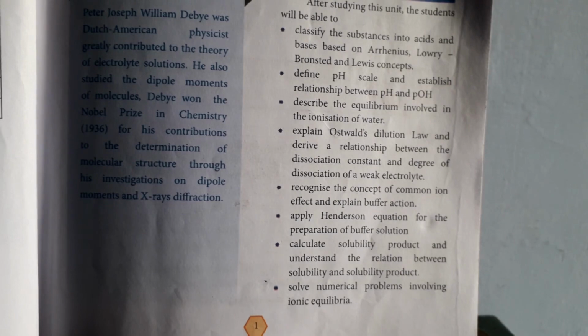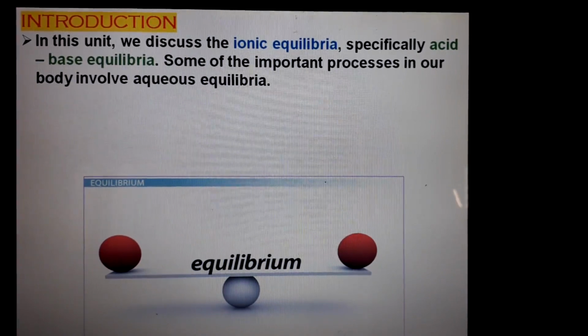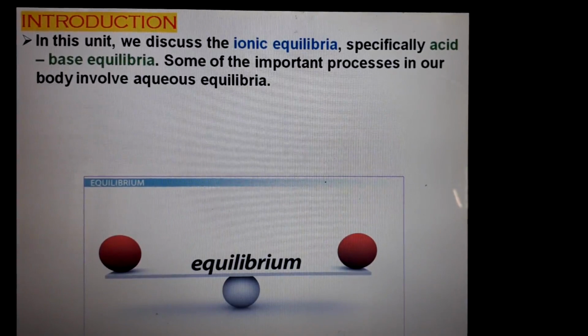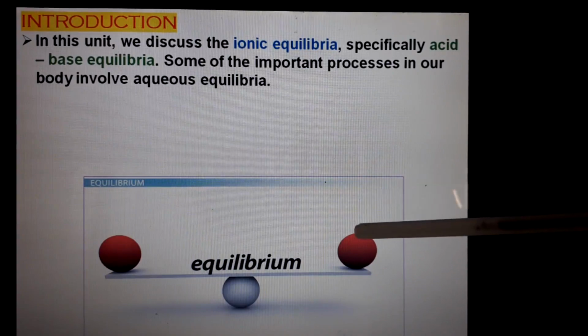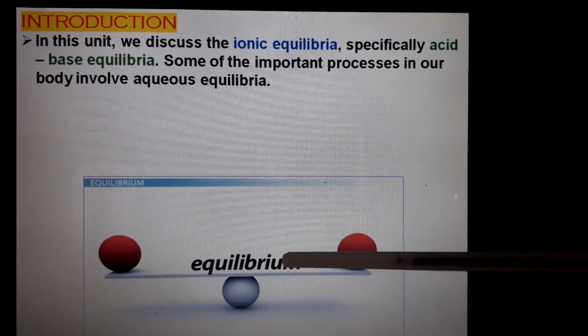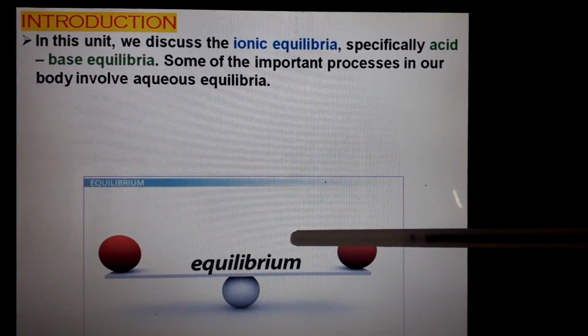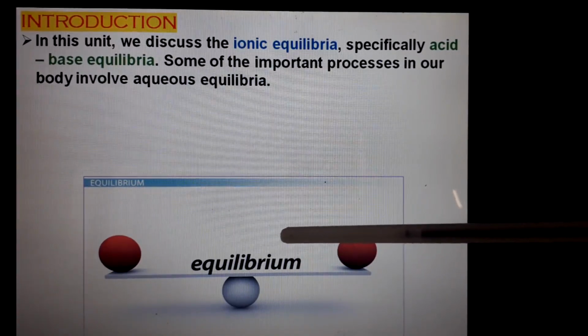Now we see the introduction of this chapter, ionic equilibrium. In this unit we discuss the ionic equilibria, especially acid-base equilibria. Some of the important processes in our body involve aqueous equilibria. See the diagram, equilibrium, both sides are equal, center point is there. This is the equilibrium, for example, for equilibrium process in every equation. That is forward and backward reactions.